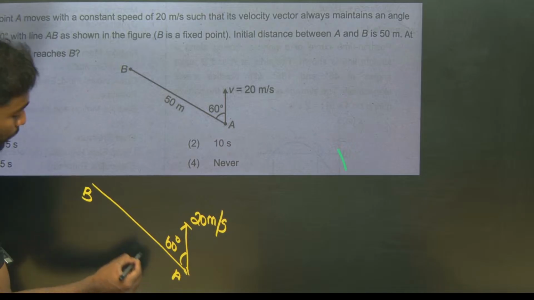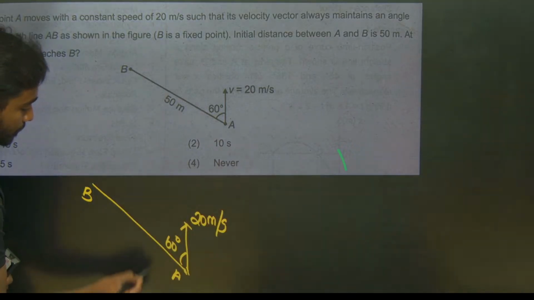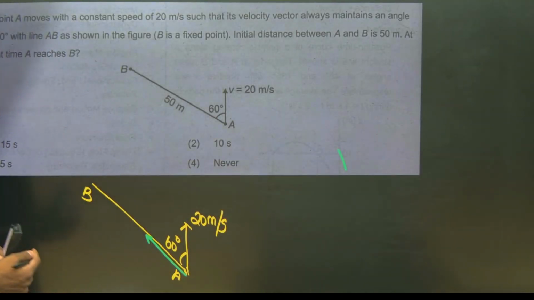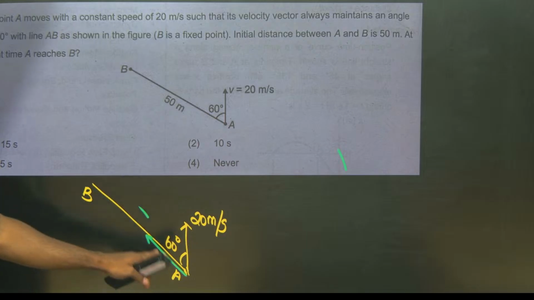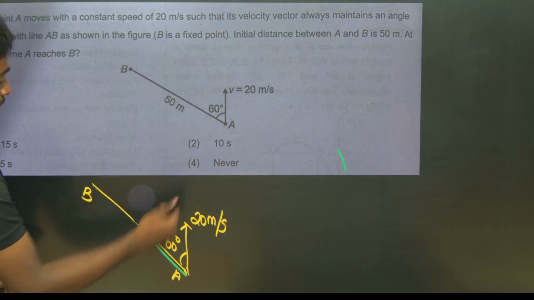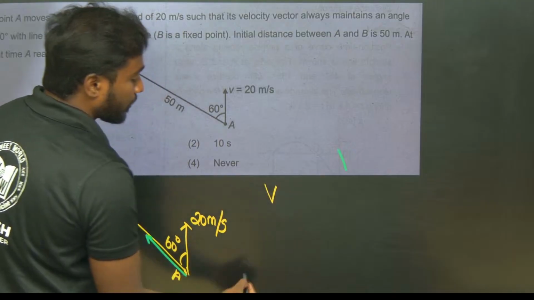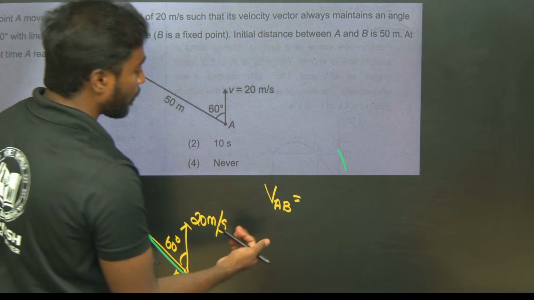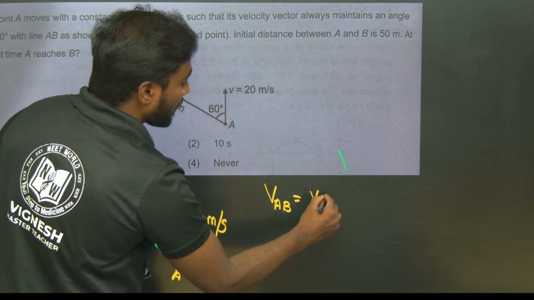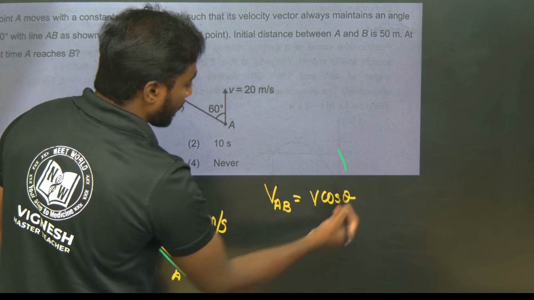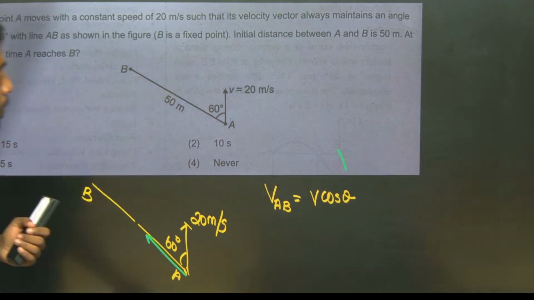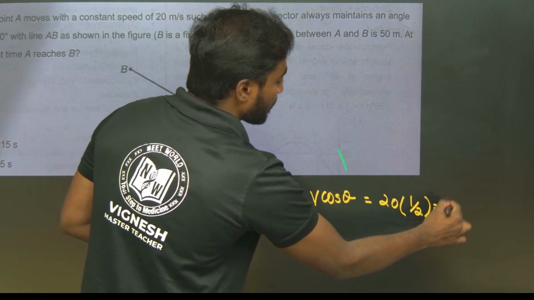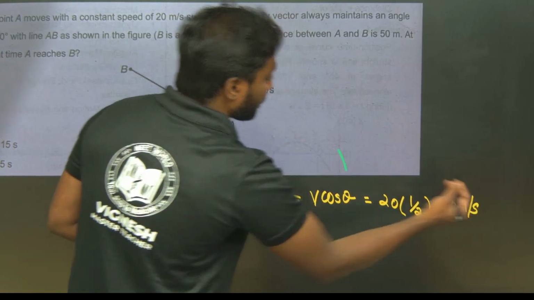Now if I want to take the component, velocity along AB is equal to V cos theta, V cos 60, which is nothing but 20 into cos 60, that is 1 by 2, which is 10 meter per second.